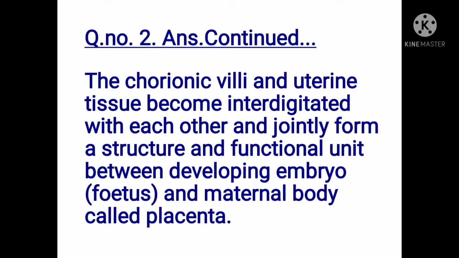The chorionic villi and uterine tissue become interdigitated with each other and jointly form a structural and functional unit between the developing embryo, also called fetus, and the maternal body, called placenta.